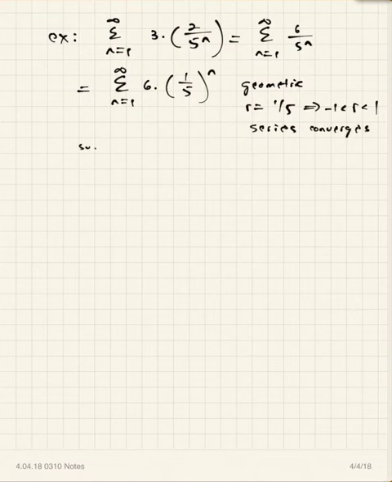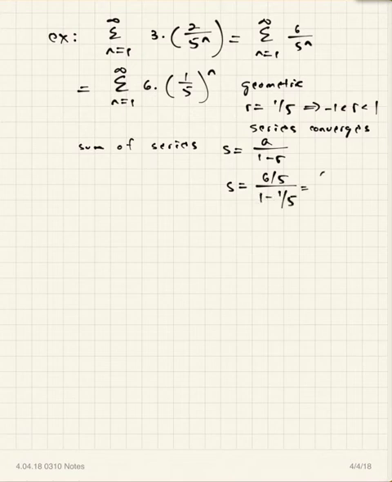And then the sum of the series, now again, be really careful here. The sum of the series is S equals A over 1 minus R, but A is the first term of the series. So when n is 1 in this case, the first term of this series is going to be 6 times 1/5 to the first, which is 6/5. So you have 6/5 over 1 minus 1/5. And so you get 6/5 over 4/5, which is 6/4 or 3/2. And so the sum of the series is 3/2.